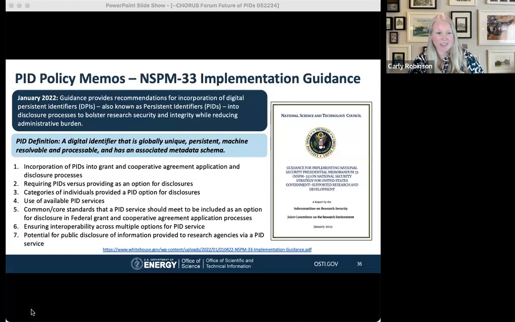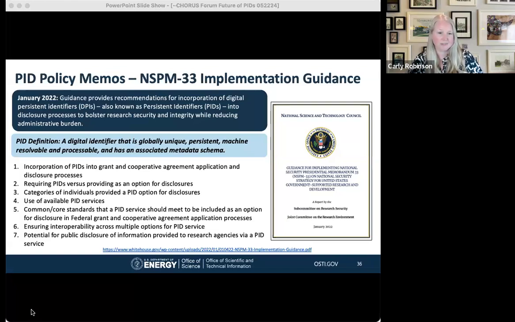One of the things it did in the implementation guidance is give a definition for what we mean by a persistent identifier. It's very similar to what Alice had shared, and has a lot of the characteristics that John had shared. It's a digital identifier that's globally unique, persistent, machine resolvable and processable, and has an associated metadata schema. So in the US government context, this is the definition of a persistent identifier that we're using to try to implement these things.